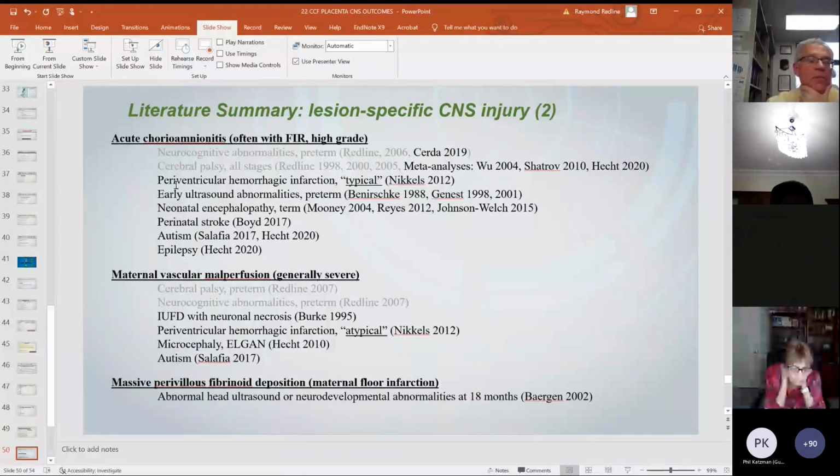Chorioamnionitis alone, associated with periventricular hemorrhagic infarction, early ultrasound abnormalities, neonatal encephalopathy at term, perinatal stroke, autism, epilepsy. Maternal vascular malperfusion, generally severe. Again, IUFDs with neuronal necrosis, periventricular hemorrhagic infarction, microcephaly, and autism. And then one study of massive perivillous fibrin deposition where they correlated it with abnormal head ultrasound and other neurodevelopmental abnormalities at 18 months. And that was Becky Bergen at Cornell.